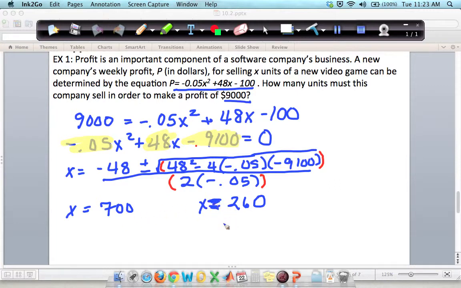And if you're a business with a goal of a profit of $9,000, and you could either sell 700 units or 260 units, how many would you choose? Well, why not the less if you're going to get the same amount of profit? So it'd be 260 units that you would need to sell.